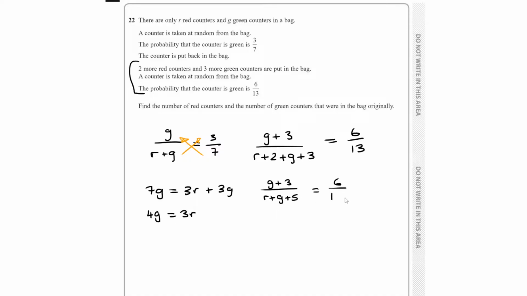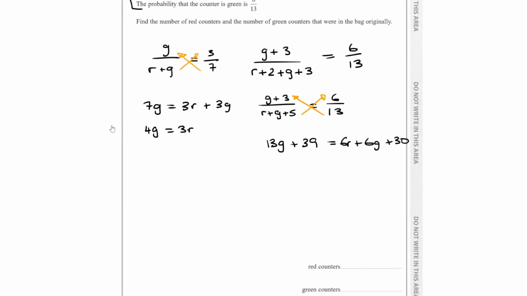And then I would also cross multiply. Okay, so 13 times G, 13G, 13 times 3, 39. 6 times R, 6R, 6 times G, 6G, 6 times 5, 30. So at least it's all in one line. Again, I'm going to collect the like terms. For this one, we've also got numbers, haven't we? So I'm going to get the G's together. I'll take away 6G, which gives 7G. I would probably take away the 30 just to keep this as a positive number. That's what I'm trying to say.